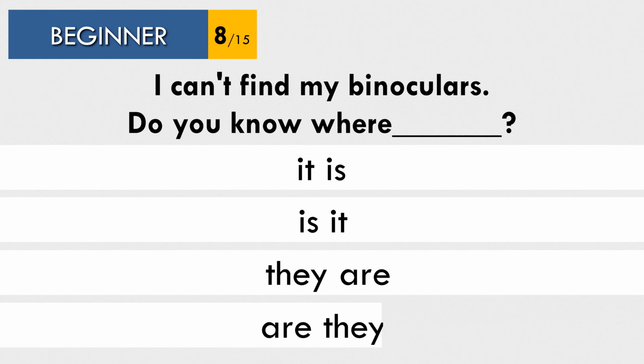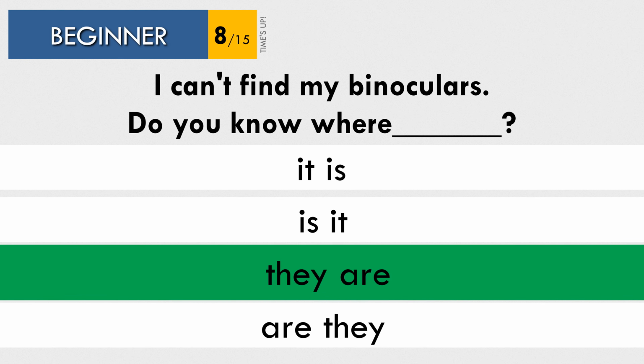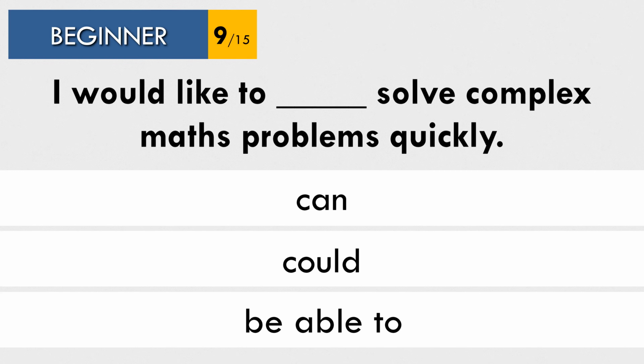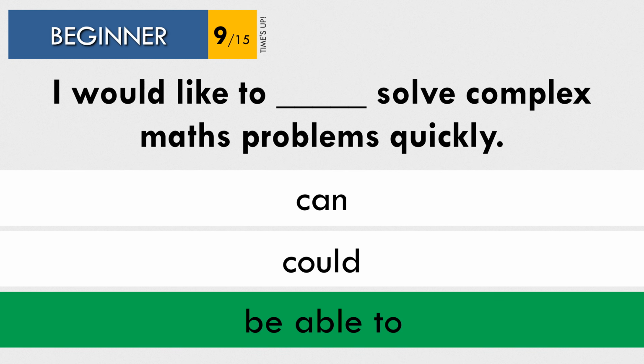8. Complete the question. The correct answer is, they are. I can't find my binoculars. Do you know where they are? Question 9. Complete the sentence with the correct modal verb. The correct answer is, be able to. I would like to be able to solve complex maths problems quickly.